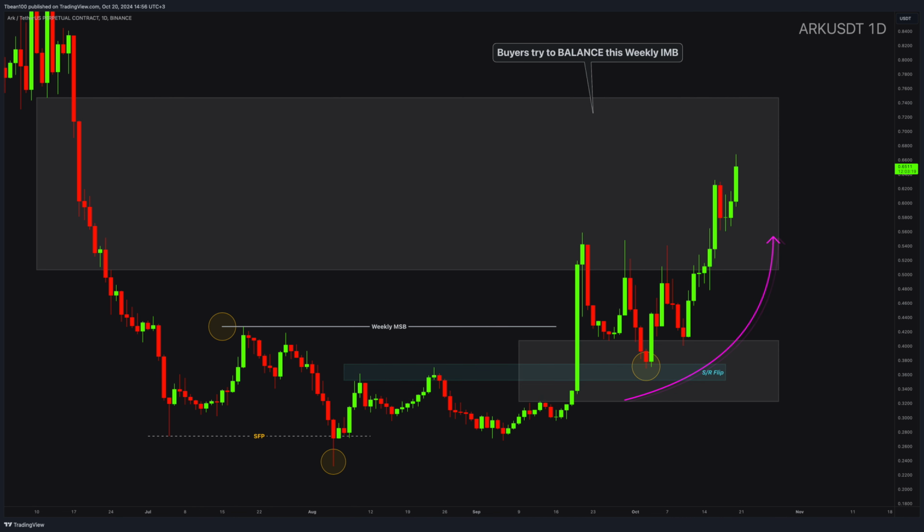In the daily, you can see price jumped right here with the daily support and resistance flip area, which is inside the weekly imbalance. As for a more precise bias target, we can assume that price is trying to fill this daily imbalance area. Okay, very good, very great bias. But how about the momentum?